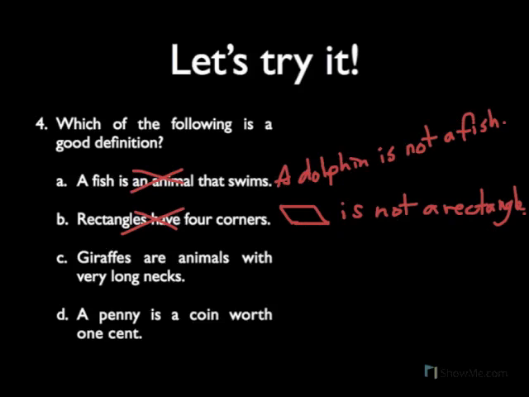Let's look at C. Giraffes are animals with very long necks. The first thing that comes to my mind as I look at this example is the phrase very long. What does that mean? How long is very long? So I question whether this one is a good definition simply because it's not precise. But then also if we try to reverse it, animals with very long necks are giraffes. Well, what about an ostrich? An ostrich has a very long neck, but it's not a giraffe. So, on two accounts, this one is not a good definition.